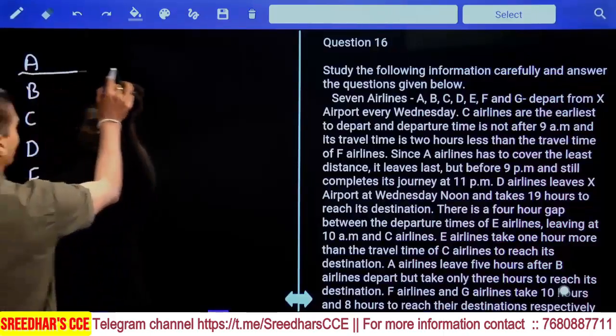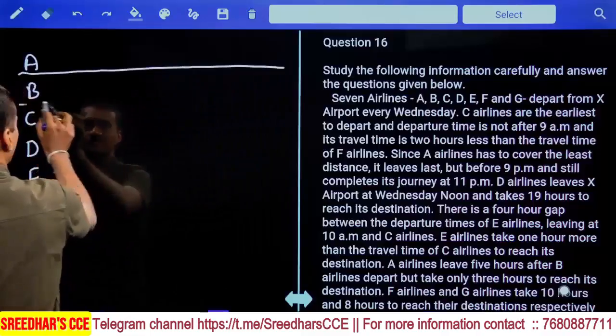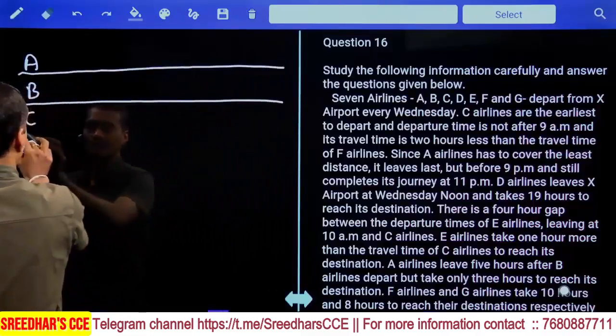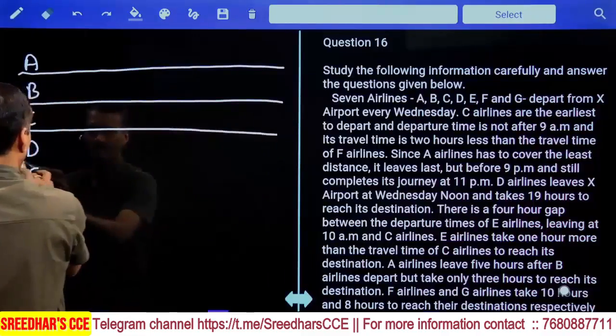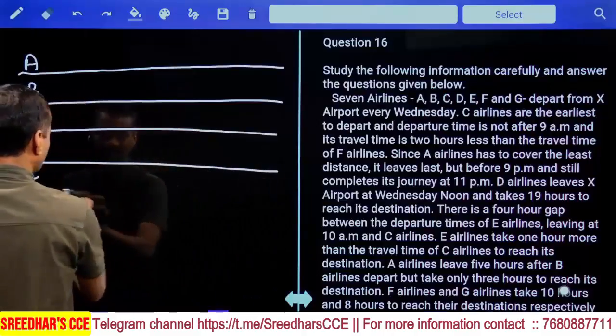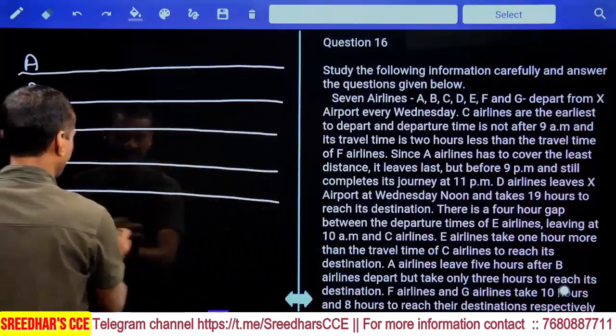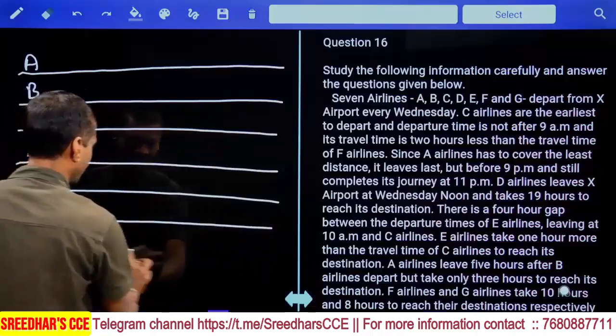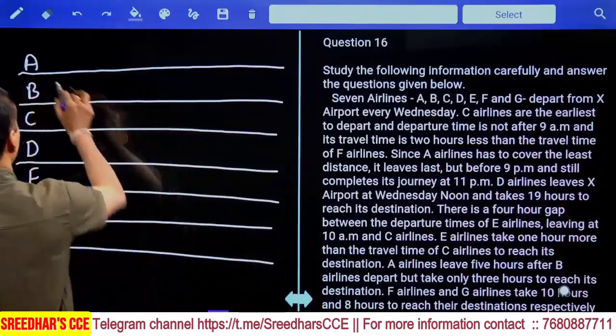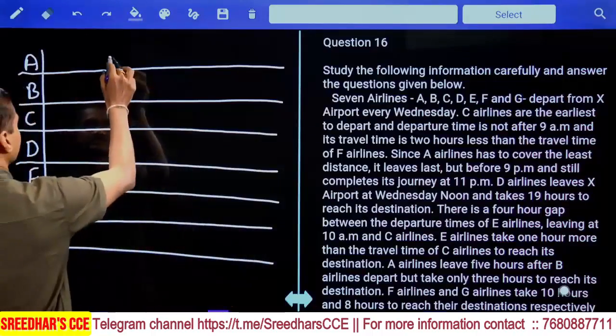Now, these 7 flights are starting from a place. Arrival and departures were clearly given. At what time? On Wednesday, a particular day. Now this is the schedule of these flights.